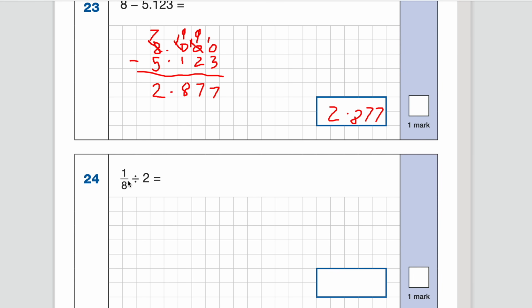Number 24. What's 1/8 divided by 2? Now, if you divide a fraction by something, you're effectively multiplying the denominator by whatever that is. The denominator is the bottom number. So 1/8 divided by 2 equals 1/16. So that's your answer, 1/16.